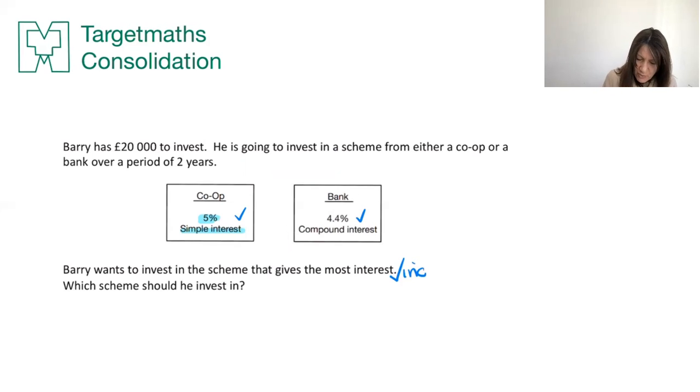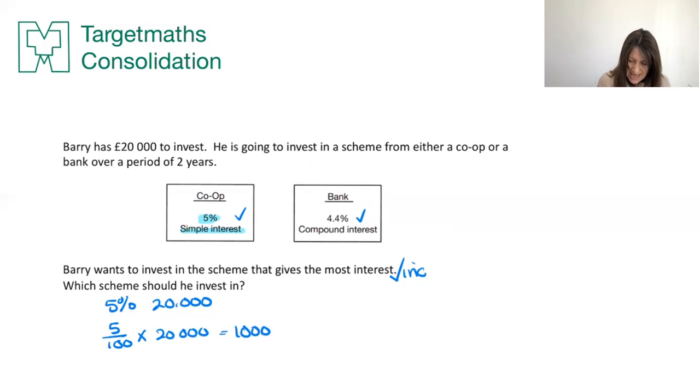I just want to know what 5% of 20,000 is. So that would be 5 over 100 times 20,000. All right, that gives me 1,000. So that's how much interest he's going to get every single year. So 1,000 times by 2, because he's investing it for 2 years, means that he will earn £2,000 from the co-op. Trust me, this is not real life. We don't get paid that much interest when we invest our money.